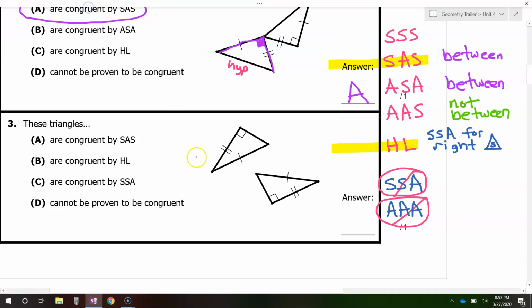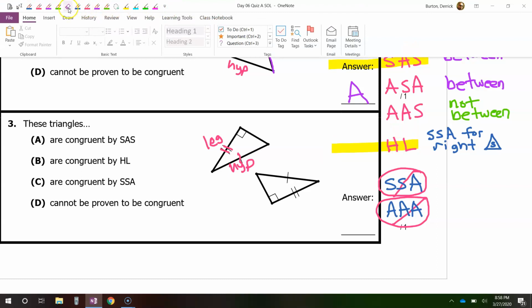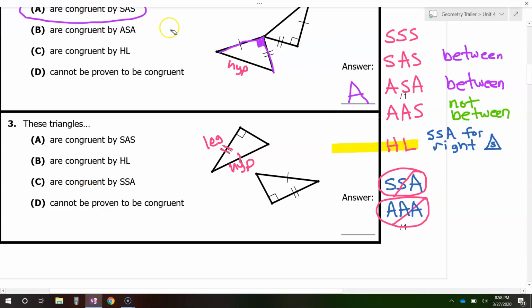Well, just ask yourself, is the hypotenuse marked? Well, here's the hypotenuse right here across from the 90 degrees, and it has a mark on it. Now, I have this other side over here, and any non-hypotenuse side is called a leg. So I have a hypotenuse marked and I have a leg marked. That means this is, in fact, hypotenuse leg. So the triangles are congruent by hypotenuse leg.